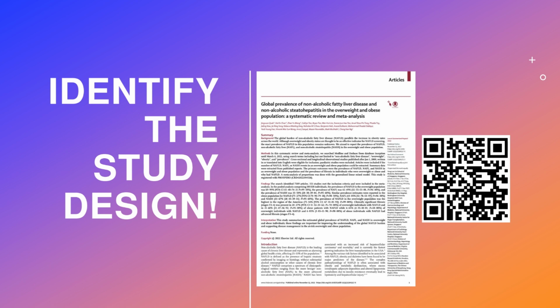Okay, so I assume everyone has already done so. As you can see, part of the title contains the text systematic review and meta-analysis. So obviously this is a systematic review and meta-analysis, looking at the prevalence of non-alcoholic fatty liver disease and non-alcoholic steatohepatitis in the overweight and obese population. You can find this article in Lancet Gastro, and it is quite a huge paper, which includes more than 100 studies. So feel free to have a read when you're free.